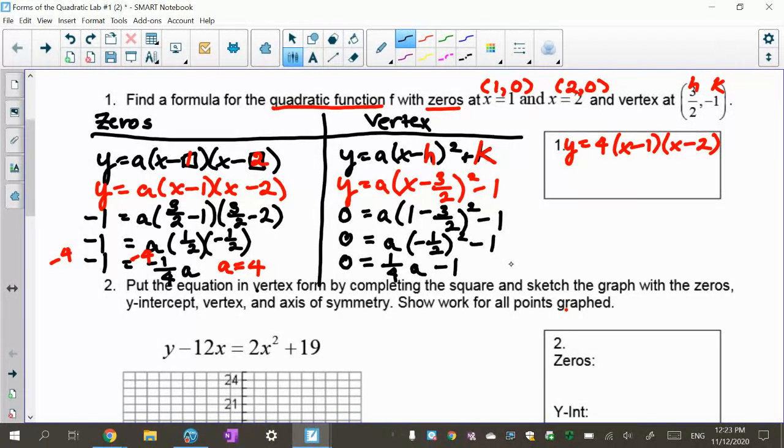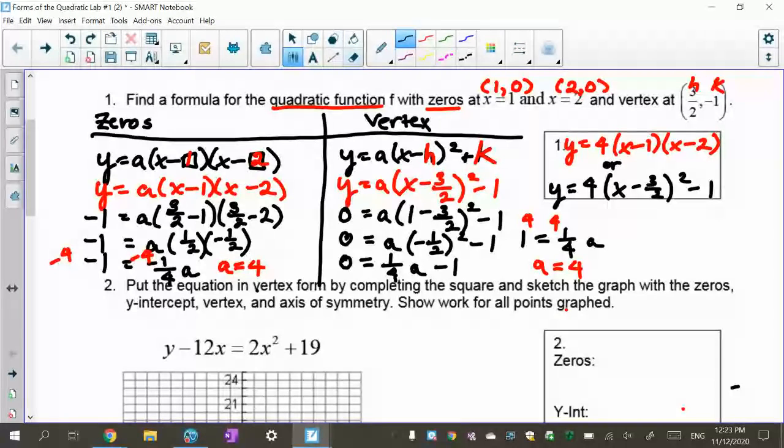So I'm going to add 1 to both sides. So I have 1 equals 1/4 a. Then I'm going to multiply both sides by 4 because I'm in pre-calc, I don't need to divide by 1/4. So I have a is 4. So now I came up with another way to write this: y equals 4(x minus 3/2) squared minus 1. So one or the other is correct, and they're both.